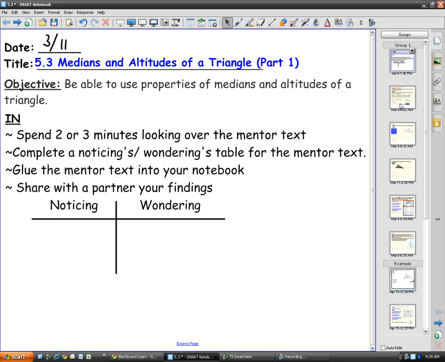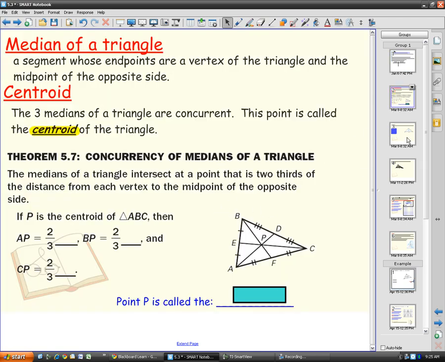Alright, so today we are going to be talking about the median of a triangle. The median of a triangle is a segment whose endpoints are the vertex of the triangle and the midpoint of the opposite side. If you're looking at the triangle below, B is the vertex and the segment BF is the median because it goes to the middle of the opposite side.